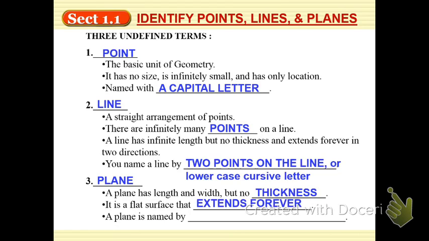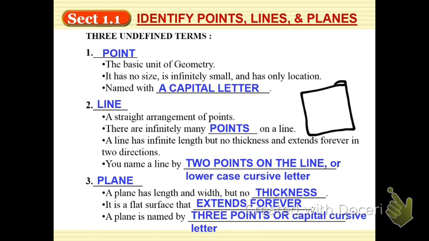And a plane is named by 3 points or a capital cursive letter. 3 points or a capital cursive letter. So I'll draw what a plane would look like. There's on a piece of paper, that's typically how a plane is drawn, and then there may be somewhere in that plane they would have 3 points. We'll say they're A, B, and C. Those are my 3 points. So if I named this plane, I would call it ABC.